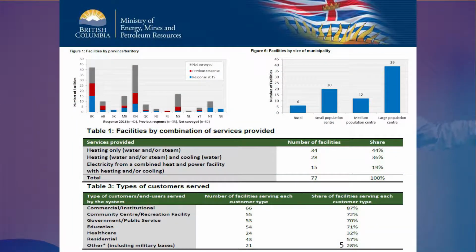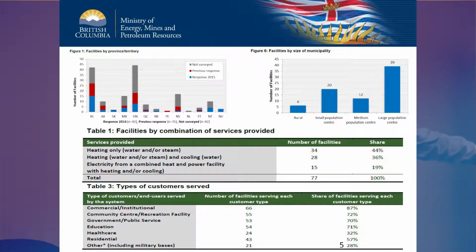Table 1 is what type of facilities are there. The majority of the facilities provide heating only. Combination, I think it's about a third are heating, water, and/or steam and cooling. And then a smaller number are based on electricity, so combined heat and power. We had a little discussion a couple of hours ago, a question came up from University of Victoria around cooling and the need for more cooling as the climate warms over time. And certainly I think we can all see the necessity for that going forward.